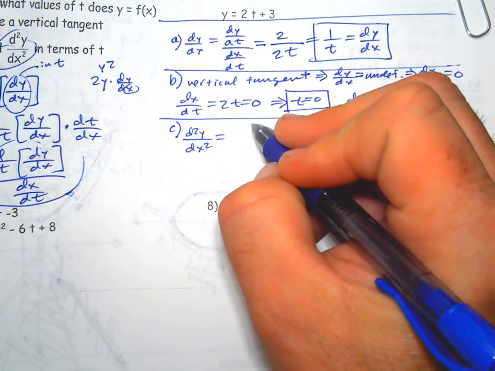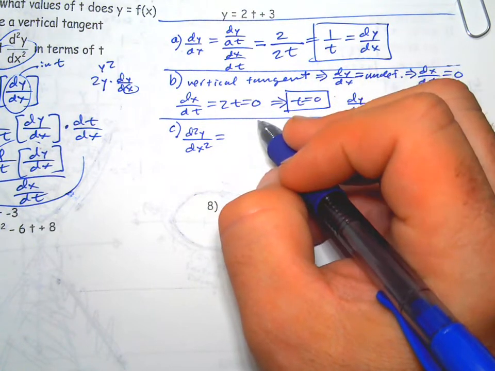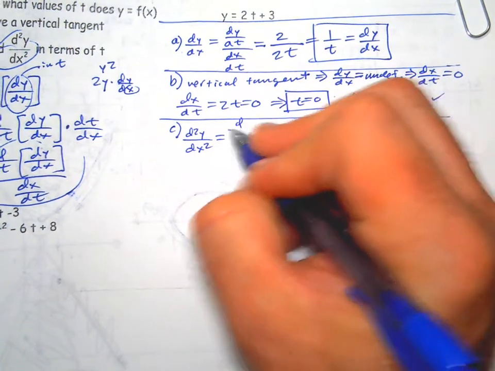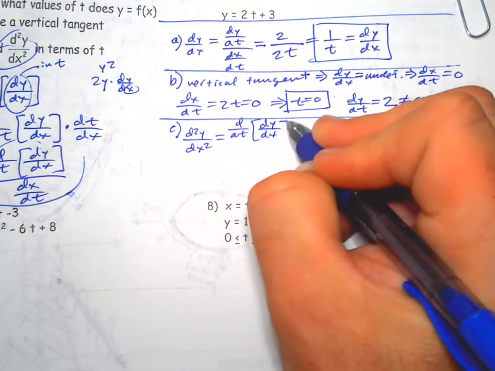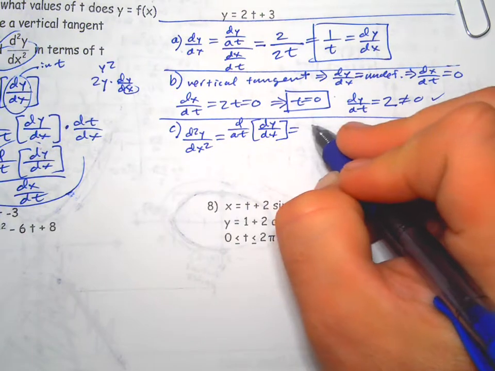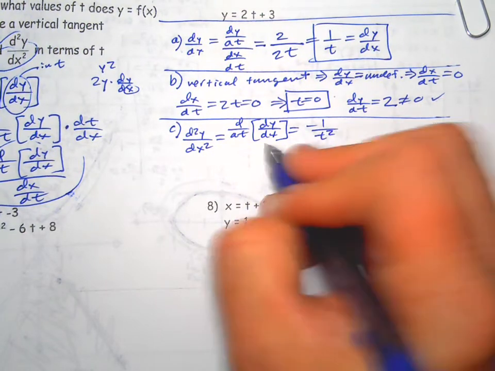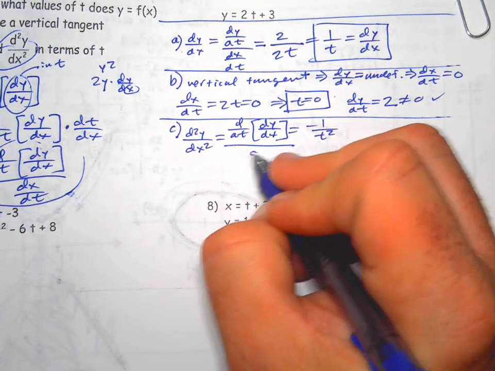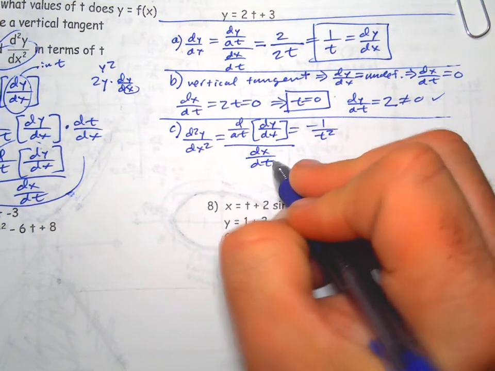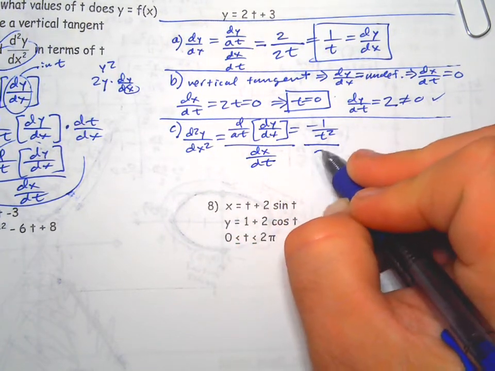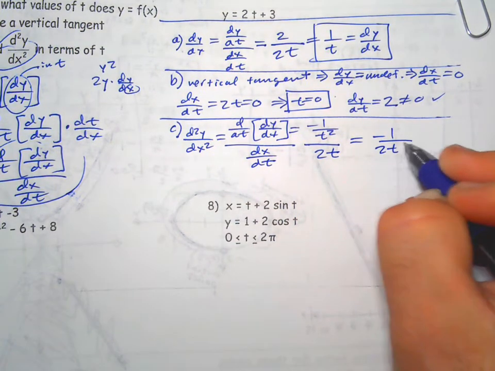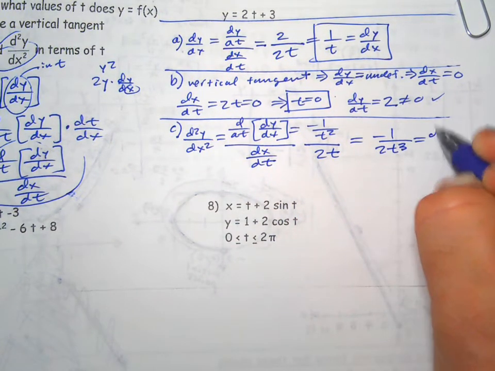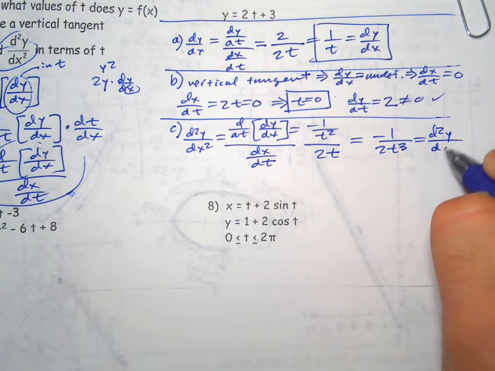So we need to take the derivative of dy dx with respect to x, and we already have that right there. So it's going to be negative 1 over t squared, and then we got to divide by dx dt, which was 2t. So it's going to be negative 1 over 2t cubed is the second derivative, is the concavity.